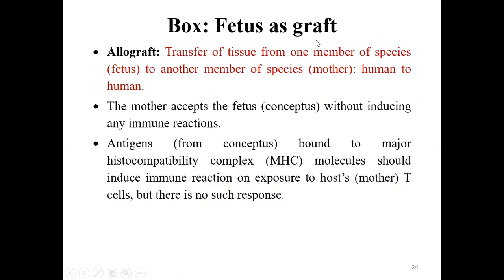So, fetus as graft. Now, the transfer of tissue from one member of a species to another member of the same species in humans is known as allograft. So it is between the same species. And autograft is within the same person, that is, from one body part to another. So the mother generally accepts the fetus. It is not rejecting it, and without inducing any immune reaction.